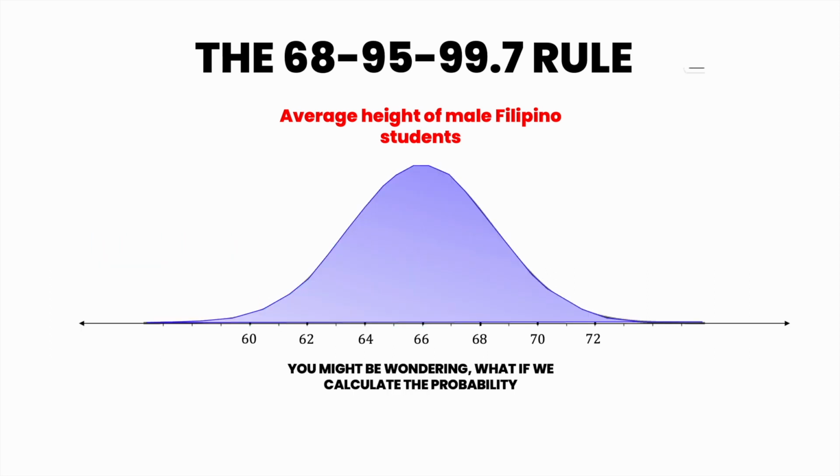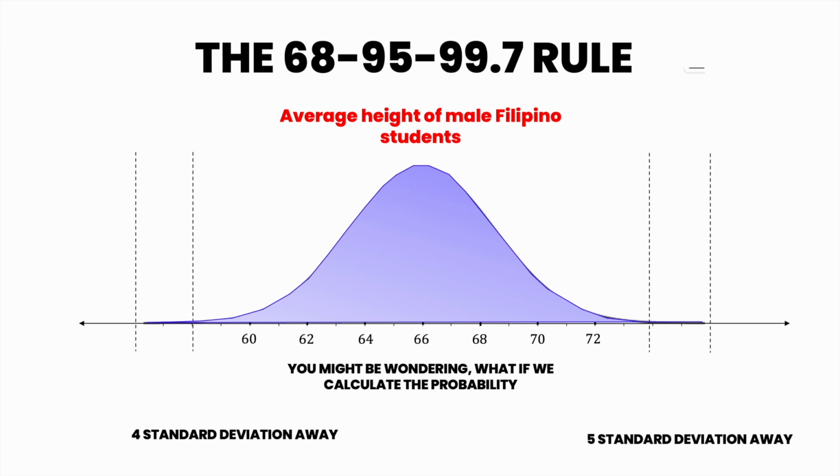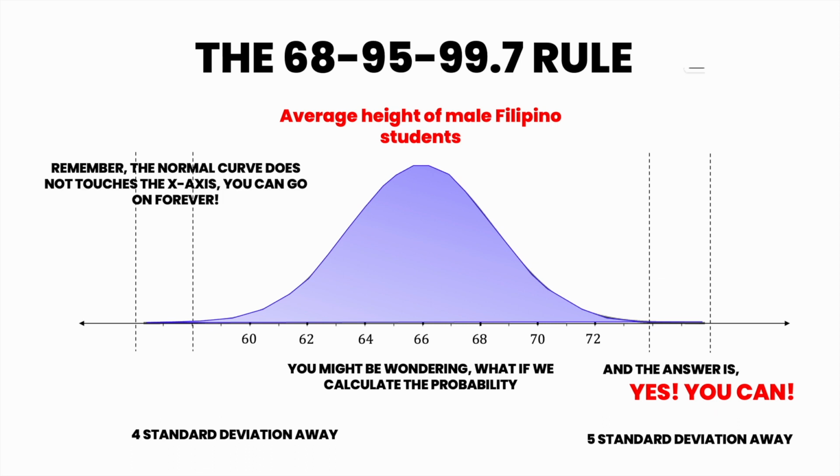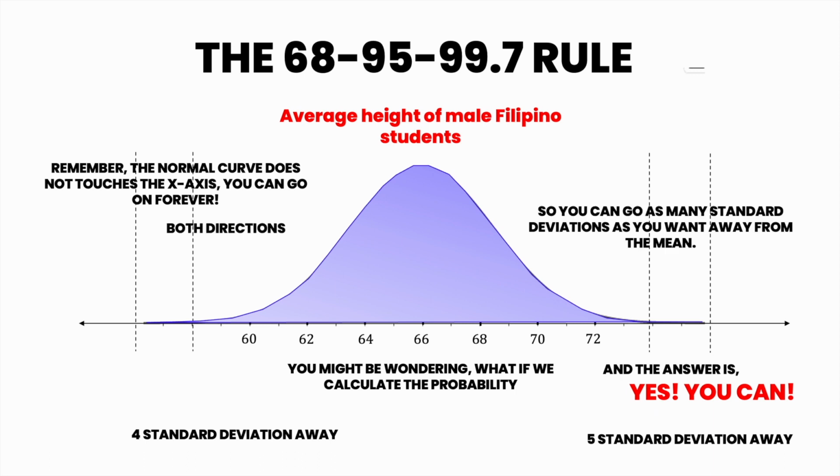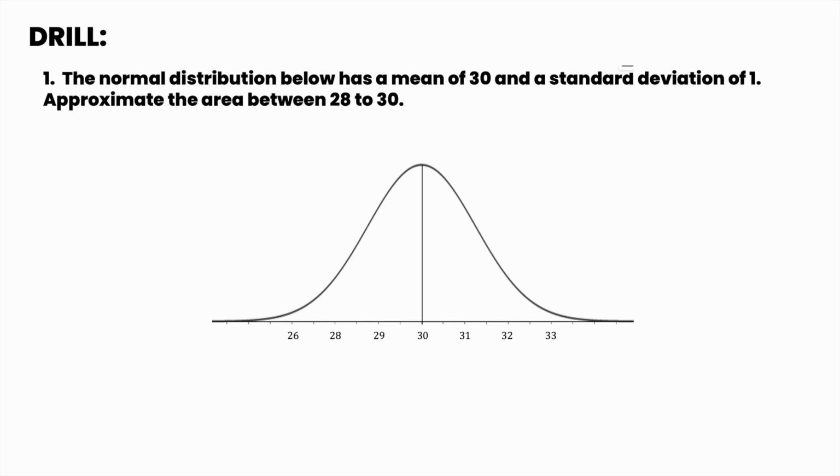Now, you might be wondering, what if we calculate the probability for 4 standard deviations away and 5 standard deviations away? And the answer is yes, you can. Remember, the normal curve does not touch the x-axis. You can go on forever, in both directions as well. So you can go as many standard deviations as you want away from the mean. But remember, the area within these regions is very, very small. Let's have the drill.